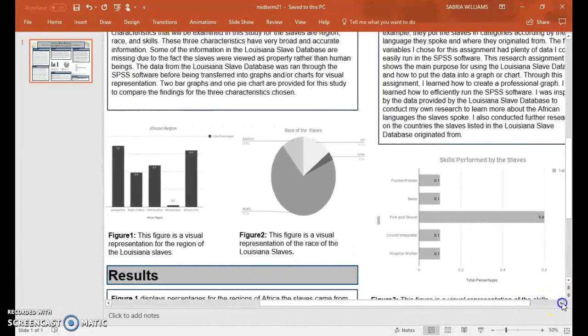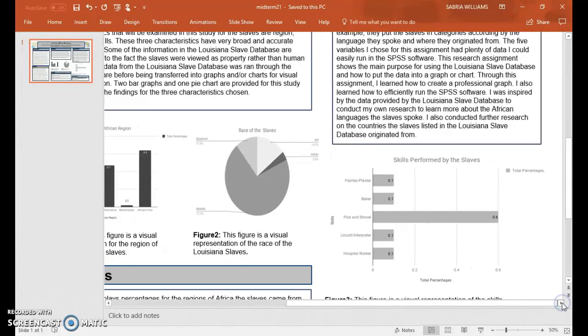For the other sideways bar graph, which I like, it added a little creative touch, it shows percentages of the skills performed by the slaves, but I chose the least skills performed because these skills were rather not needed, or they couldn't grasp the concept of performing those skills.